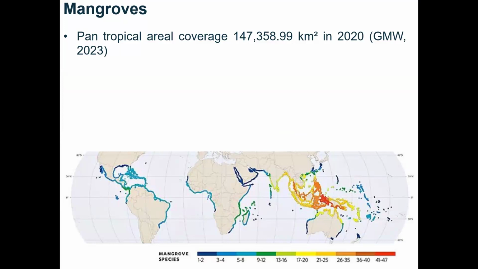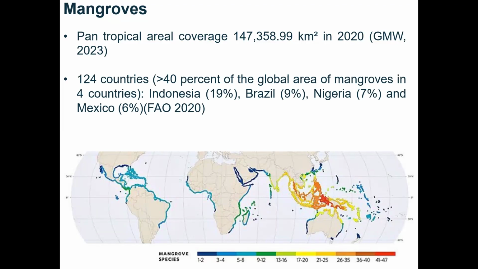We've got basically mangroves across the whole of our tropics with an area coverage of 358.99 kilometers squared, as reported by the Global Mangrove Watch in 2023. There's a range of different values around this, but they do cover an enormous area across the whole of our tropical coastal areas. They can be found in pretty much every country in the tropics that has a coastline.